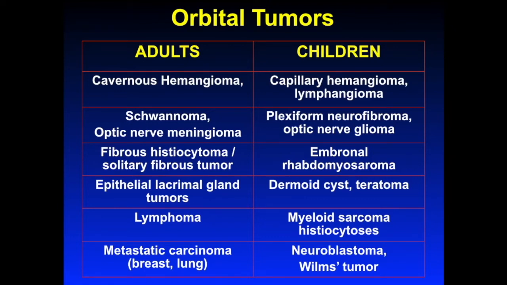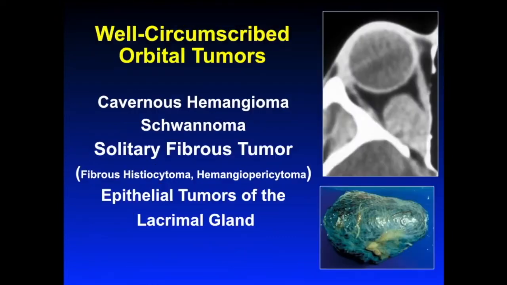Lymphomas, of course, are very, very common orbital tumors. Orbital lymphomas are very uncommon in children. If you see what looks like a lymphoma, think of the possibility of a myeloid sarcoma or a histiocytic disorder. Lung and breast metastases occur in adults, metastatic neuroblastoma and Wilms tumor in children.